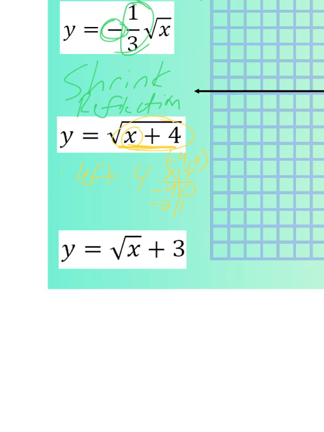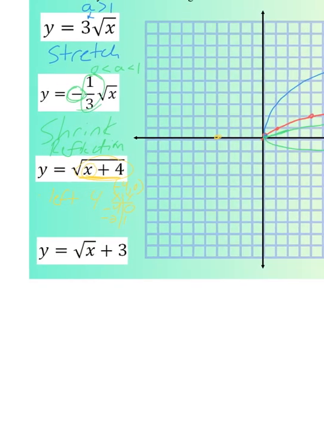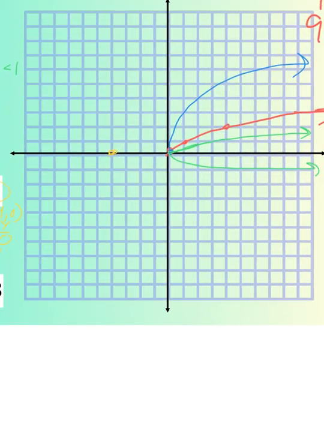Okay. This one is going to go left 4 from the parent function. The parent function starts at the origin, so I'd go left 4 from that. And then if there's no stretch or shrink or transformation from there, it'll just be like the parent function, where it's up 1 over 1, up 2 over 4, up 3 over 9, and it'll look just like the parent, but just shifted to the left 4.